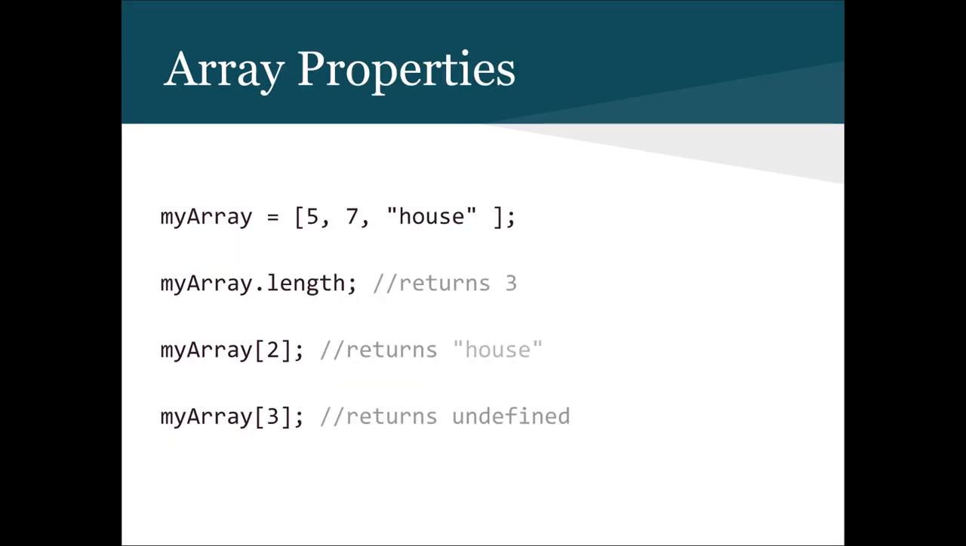Array properties. There are 3: constructor, length, and prototype. It's the same set as strings. I put length here because it is the property that concerns us the most. It is important to note that the highest index of an array is always one less than its length.